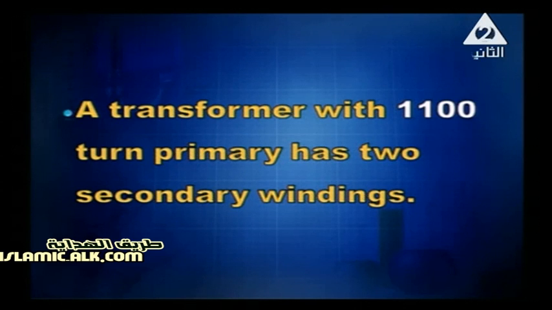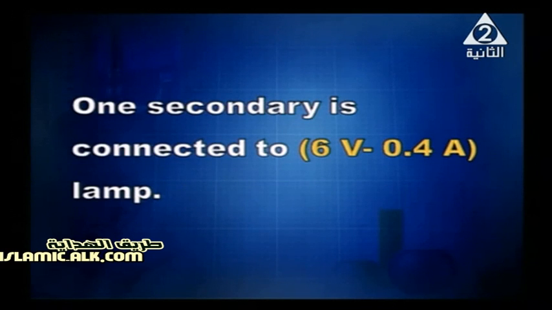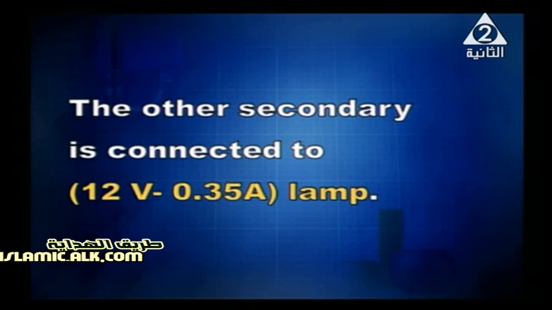We've got a problem here: a transformer with 1100 turns on primary has two secondary windings, two secondary coils. One secondary is connected to a 6 volt, 0.4 ampere lamp. The other secondary is connected to a 12 volt, 0.35 ampere lamp.